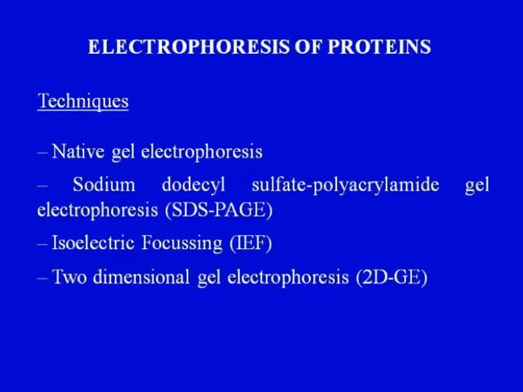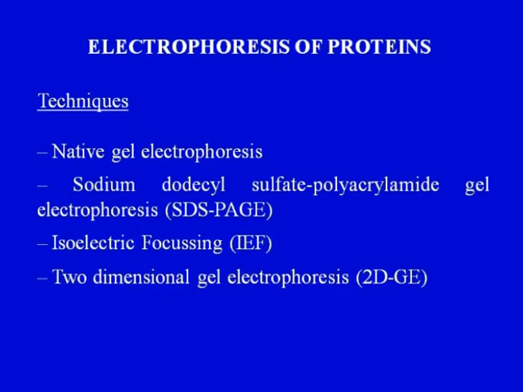Now, native gel electrophoresis is one where the analyte is separated according to the differences in apparent mobility, and the protein is not denatured here. Then there is SDS-PAGE, or sodium dodecyl sulfate polyacrylamide gel electrophoresis, where the analytes are denatured because of SDS, and they are separated according to size. And then there is isoelectric focusing, where the separation is on the basis of the pI values of proteins, as proteins are amphoteric molecules and they carry a net charge. The net charge is 0 at their isoelectric points, and that becomes the basis for separation.